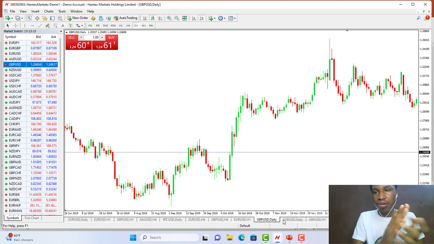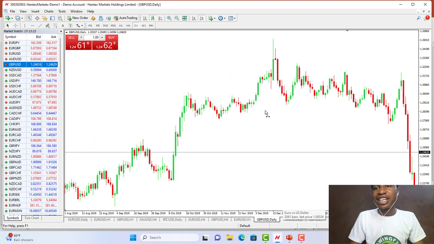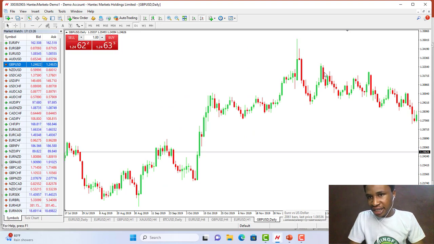It's not that common, but one thing is sure: whenever it's spotted, it plays out. Now look at this. This is a Harami pattern, but it's not a perfect bearish Harami pattern, though it's still a Harami pattern.